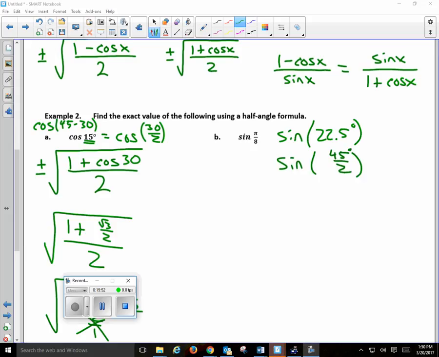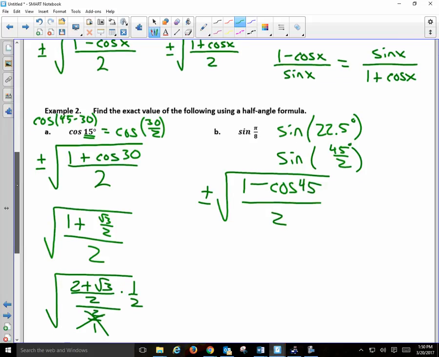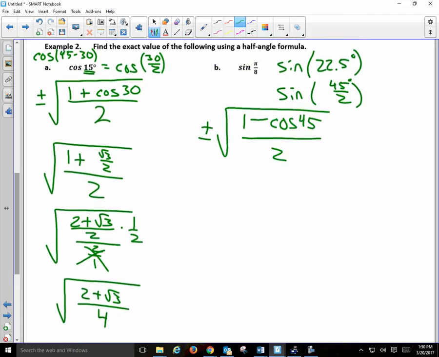Well, I've got a formula. It's plus or minus square root of 1 minus the cosine of angle A. What's the angle? 45 divided by 2. 22.5. Which quadrant are we in? First quadrant. So is it positive or negative? Positive. So I get square root of 1 minus root of 2 over 2.